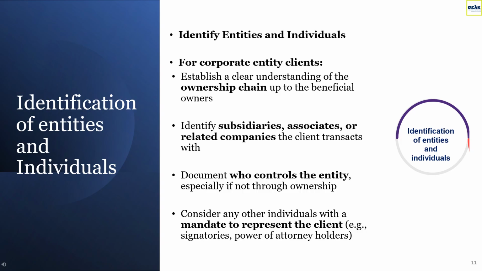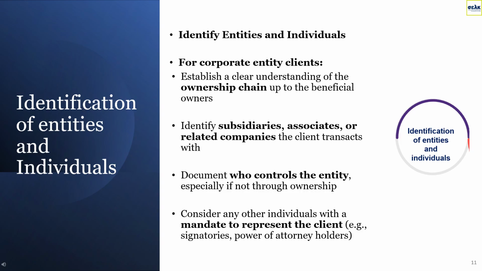Where the client is a corporate entity, the firm must establish a clear understanding of the chain of ownership up to the beneficial owners, as well as any subsidiaries, associates, or related companies with which the client transacts. This can be achieved by obtaining the client's full group structure and confirming it through supporting evidence such as corporate certificates, public registers, or other reliable documentation. Even if a client is only dealing with some entities in a group, the existence and nature of the wider group structure may still have an impact on the firm's assessment of risk.